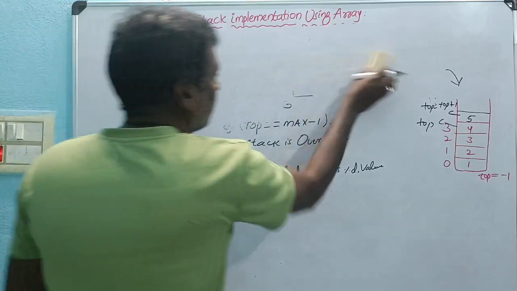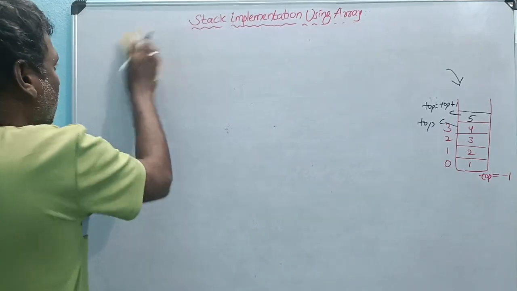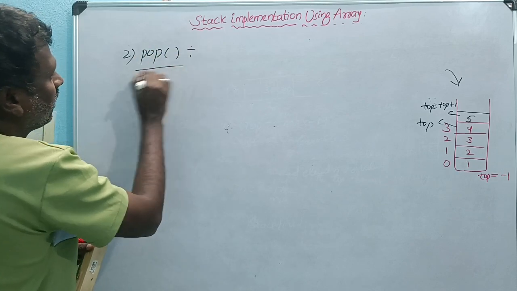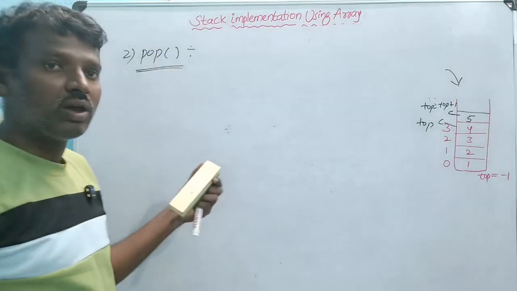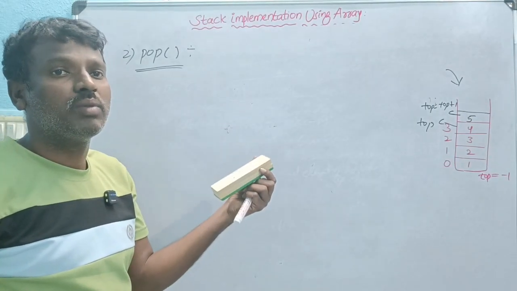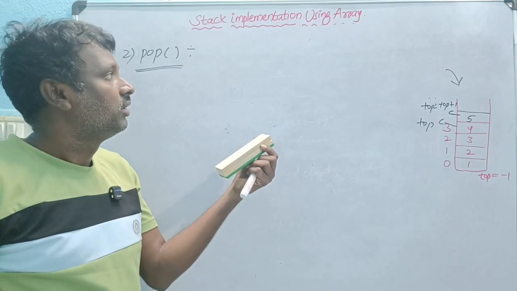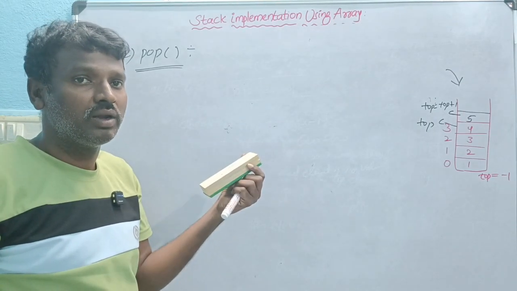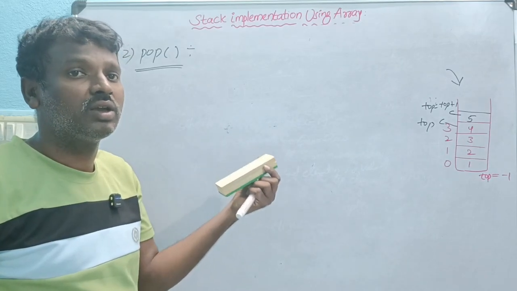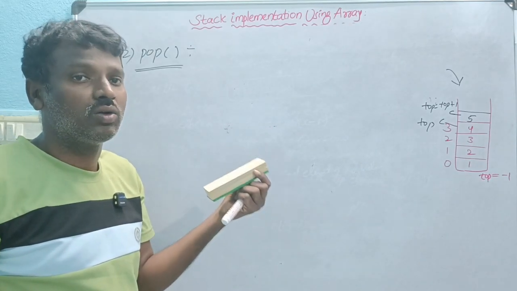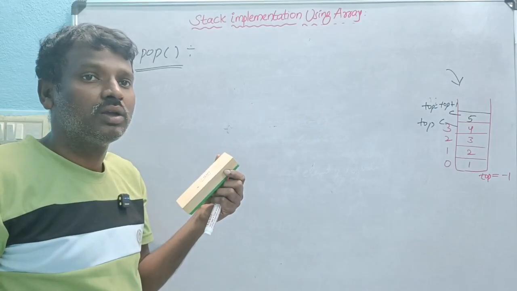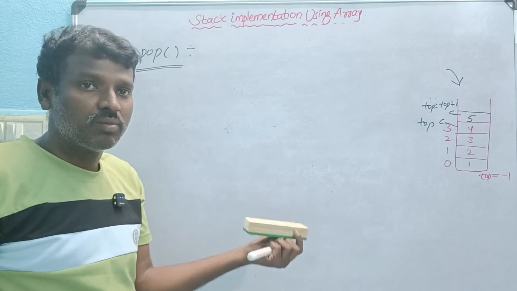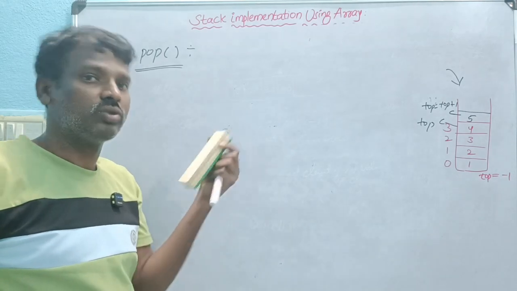Next, second operation. What is that second operation? Pop. In this operation we are removing an element from the stack. Before removing the element, first we check the condition. What condition? Stack is empty or not. If the stack is empty, we cannot perform the pop operation successfully. If you have some elements, at that time we can perform the pop operation.